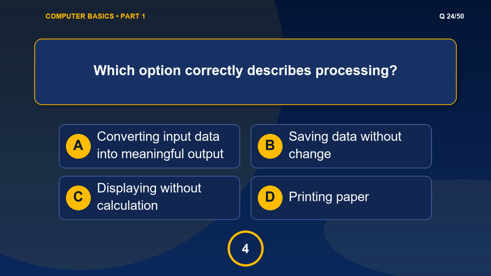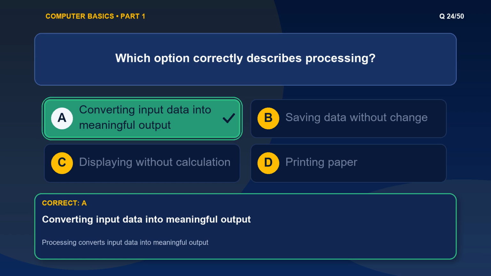Which option correctly describes processing? Option A. Converting input data into meaningful output. Option B. Saving data without change. Option C. Displaying without calculation. Option D. Printing paper. Processing converts input data into meaningful output.